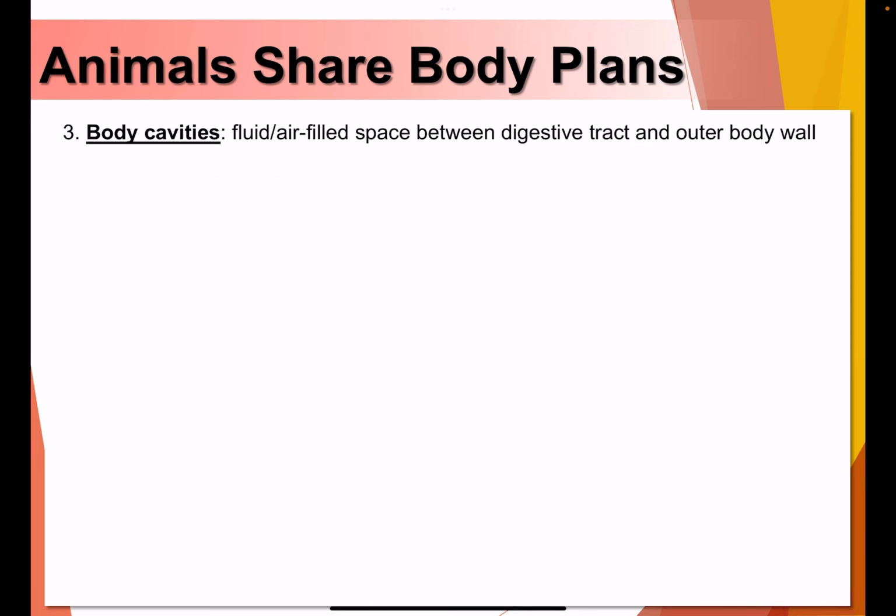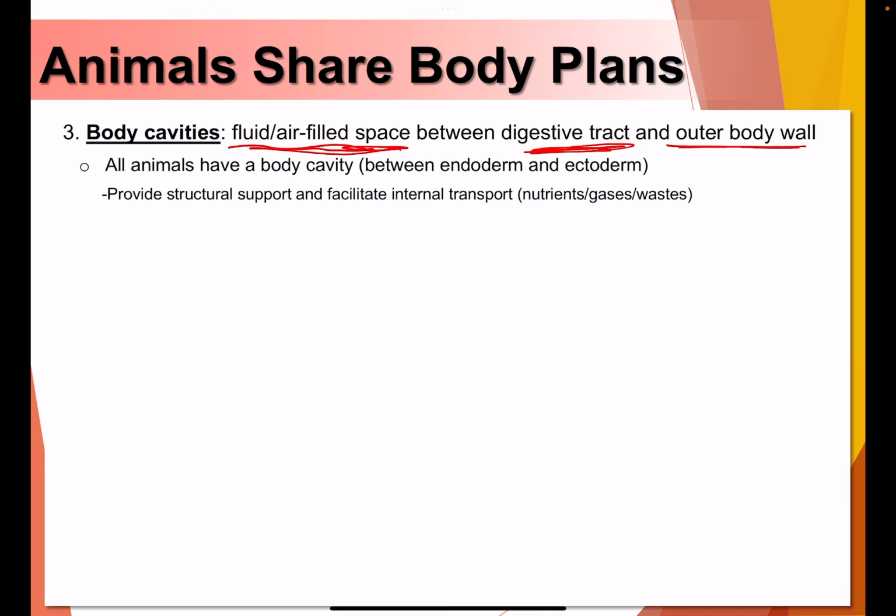Body cavities are the third thing we share as animals according to our body plans. What are body cavities? They're a fluid- and air-filled space between your digestive tract and outer body wall. Any space you have between those two areas forms a body cavity. So all animals have a body cavity that is usually between your endoderm and your ectoderm and provides structural support. They serve very important functions.